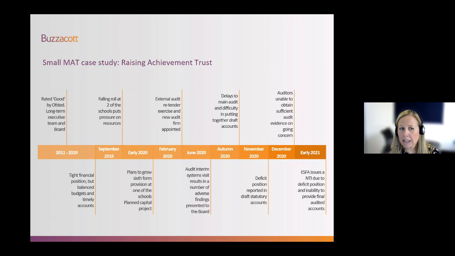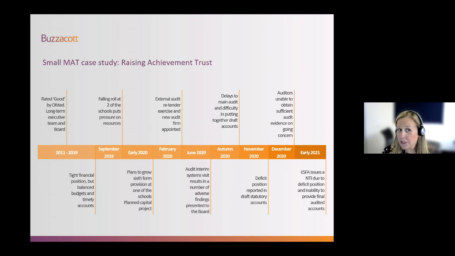And the timeline on this slide begins in 2019. At this point, the 3 schools in the trust are all rated good by Ofsted. Also, just to note that the executive team had been in post since inception. So when the initial school converted, the head teacher became the trust's CEO, and the business manager took on the role of the CFO for the trust.